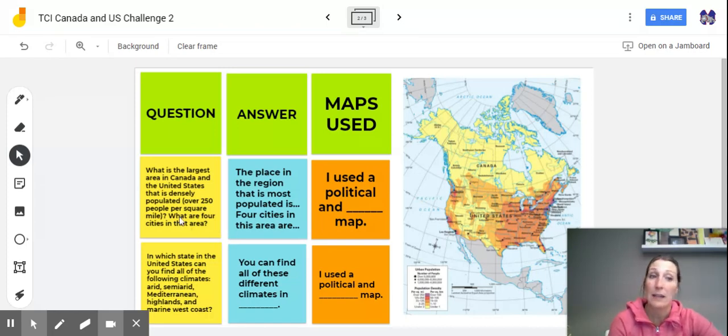Then notice I had a second question to follow up with. What are the 4 cities in that area? So now I'm looking at my dots. Remember, my dots represent the urban areas. So I'm going to name 4 cities in that area. Last but not least, I gave you the answer here. I needed to question what map to use. Because it's talking about population density, right in the question, I selected the population density map.